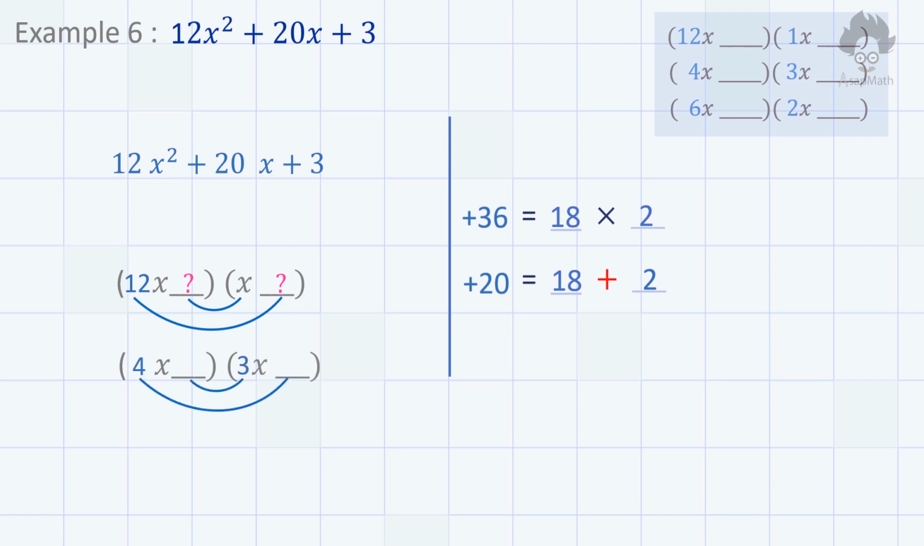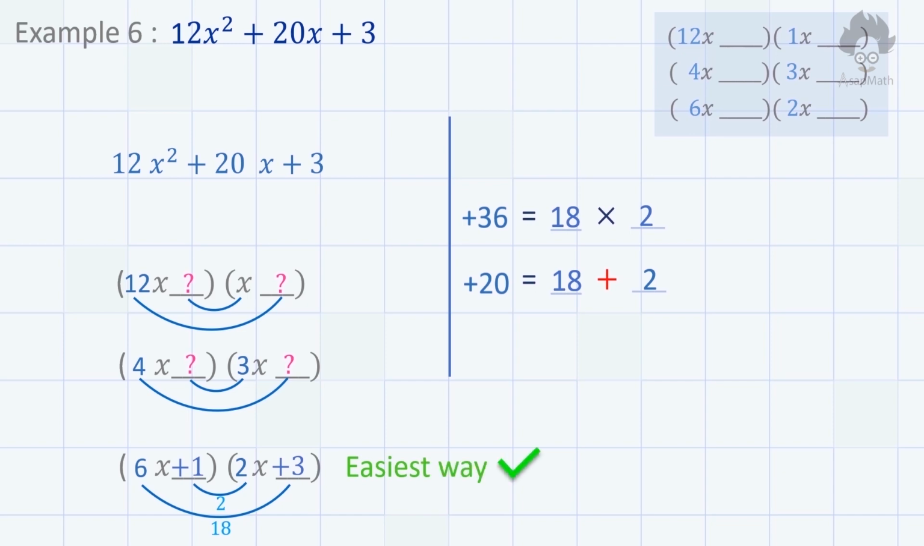Here also it is difficult to get 18 or 2, because again we need to multiply 4 by a decimal number to get 18 or 2. The only option left is the third method. Yes, it is feasible, because we can get 18 by multiplying 6 by 3, and 2 by multiplying 2 by 1. So, the third method is the easiest way.